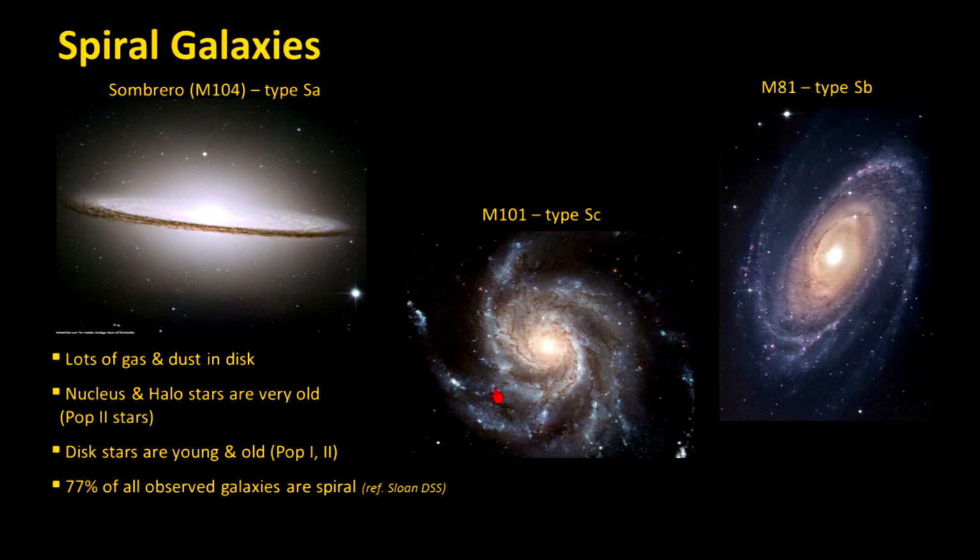Now, out in the disk is where you find not only old stars, but very young stars. This is where there's lots of star formation occurring. Why? Because there's lots of gas, lots of dust, lots of raw material to make new stars. So lots of new stars as well as old stars in the disk, but then the nucleus is really just mostly old stars. There's not a lot of gas and dust in the nucleus itself. Now notice this interesting little fact here, that 77% of all observed galaxies are spiral. So that's kind of an interesting thing, the overwhelming majority of them.